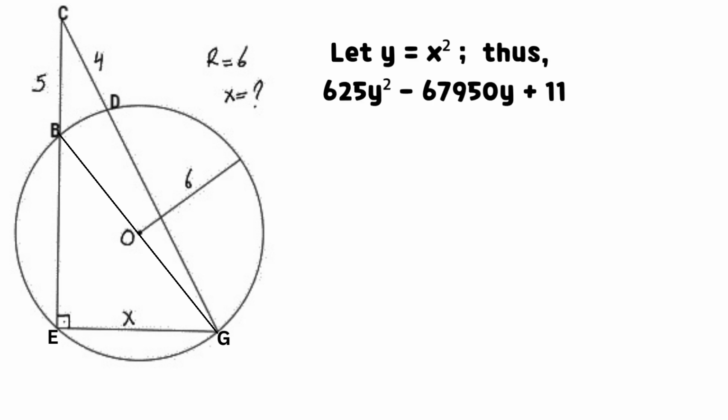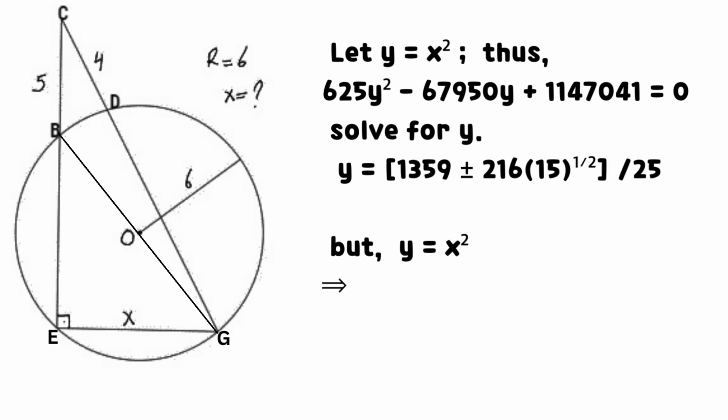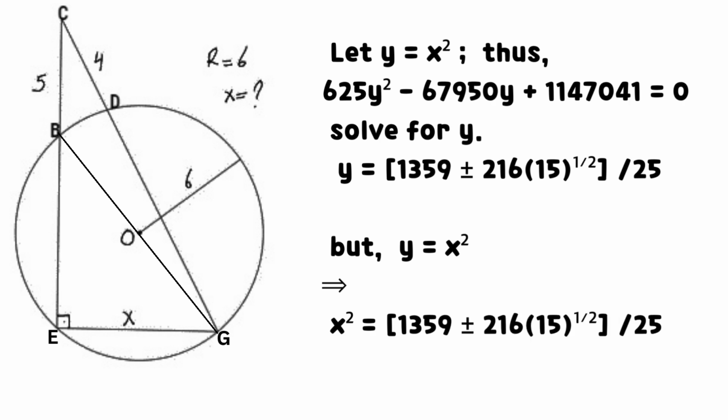Let y equals the square of x. Thus, substitute in our equation as shown on the screen to obtain a quadratic equation in y. Solve for y using the quadratic equation general formula you have already known, and simplify. We have that y equals 1359 plus or minus the product of 216 and the square root of 15, all divided by 25.